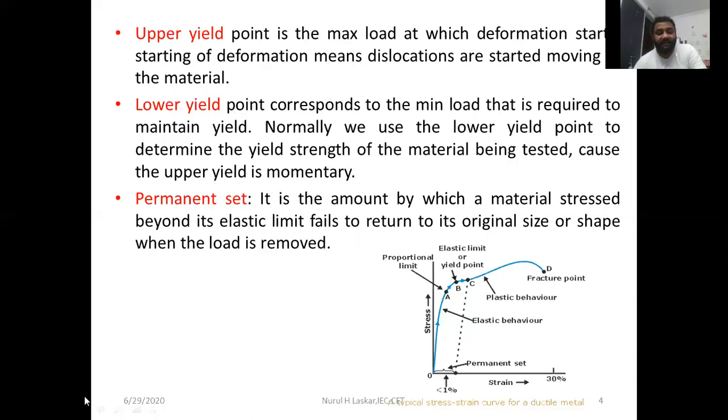Then what is permanent set? Permanent set is the amount by which a material stressed beyond its elastic limit fails to return to its original size or shape when the load is removed. Means if the load is removed, it fails to return to its original position. Now how much percent? Suppose it is the point C, if you see, then the permanent set is less than 1%.